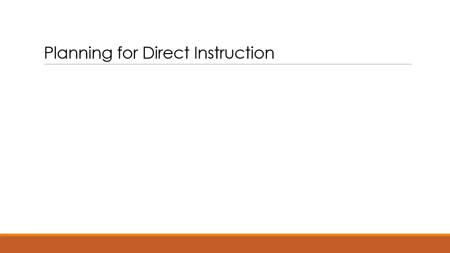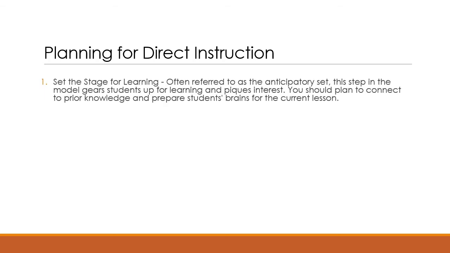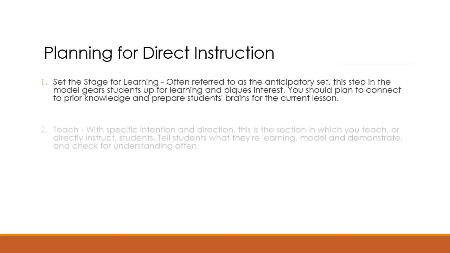Planning for direct instruction. First, set the stage for learning. It is often referred to as the anticipatory set. This step in the model gears students up for learning and piques interest. You should plan to connect to prior knowledge and prepare students' brains for the current lesson.